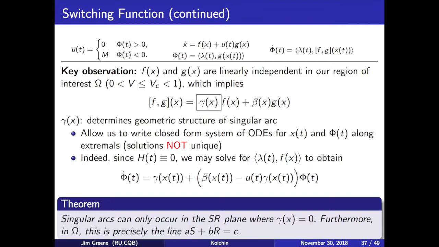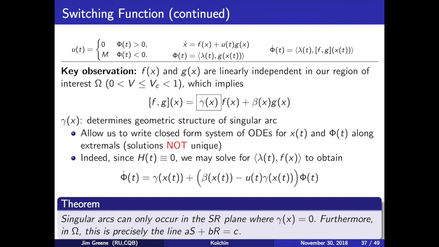Again, this is a purely geometric condition on the phase space. It has nothing to do with time. It just tells you exactly in the phase plane, in the SR plane, where switchings can occur, where singular arcs can occur. Where does x of t come from? X of t is just SR. I'm just writing it as, I don't want to write a vector, but it's just the vector SR.